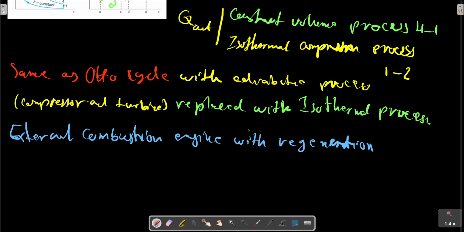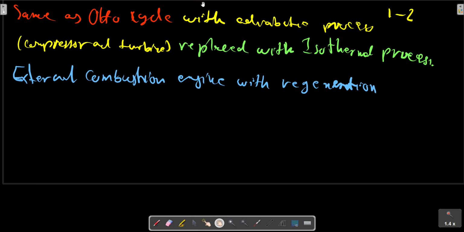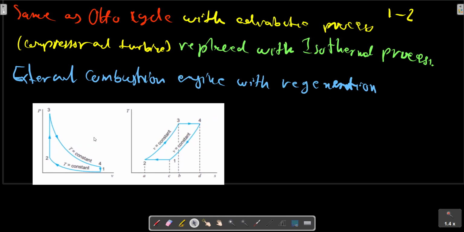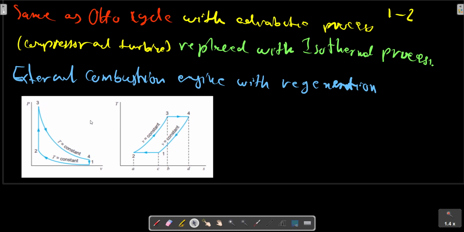The significance of regeneration is noted from the ideal case shown in the picture. Note that the heat transfer to the gas between stage 2 and 3 is exactly equal to the heat transfer from the gas between 4 and 1.